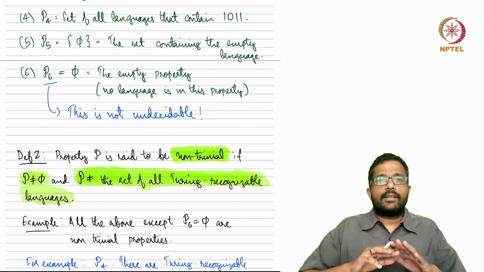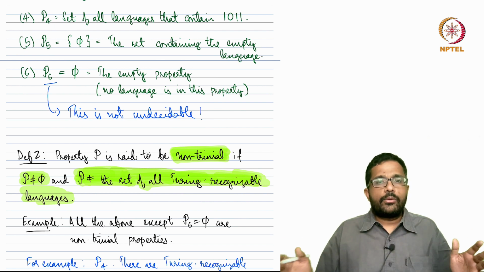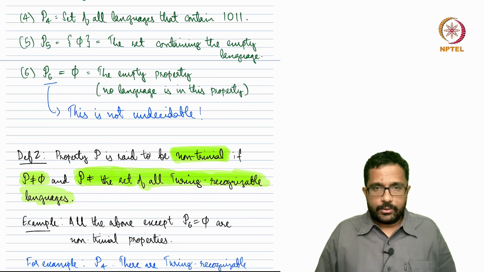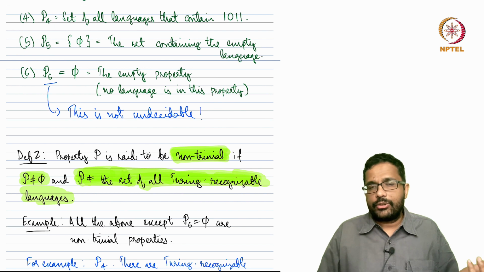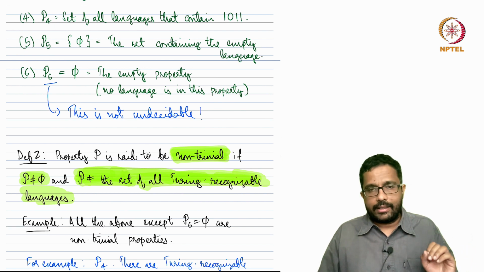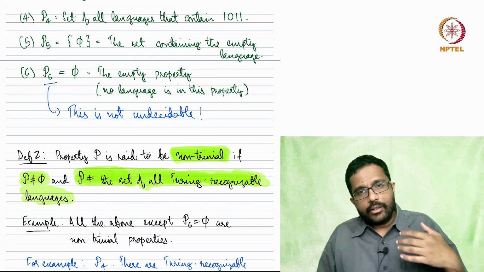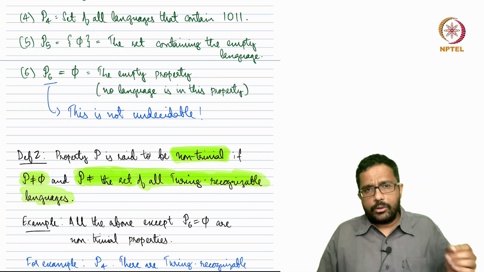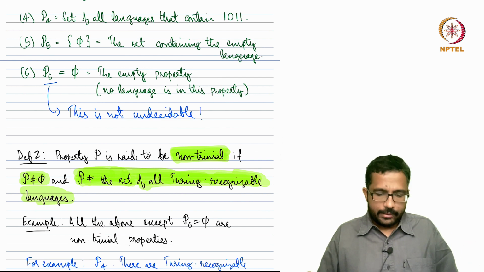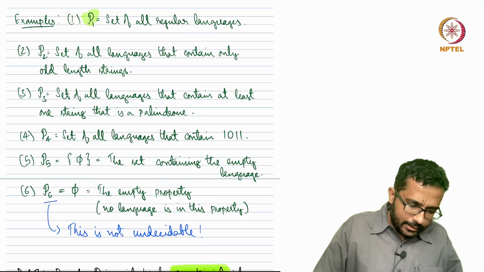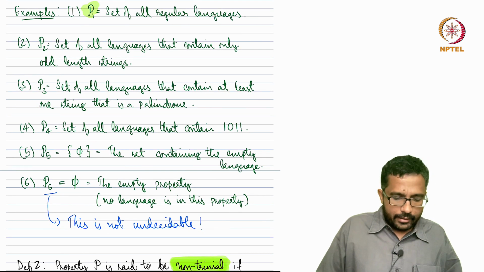So I don't want the property to be all the Turing recognizable languages, or I don't want the property to be nothing also. Otherwise there is nothing interesting there, right? So we want not everything, not nothing. We want it to contain some language and to not contain some language also, right? So it could be just one language that it is not containing, or one language it is containing, that's okay, right? So all the properties that we listed here except P6 are non-trivial.